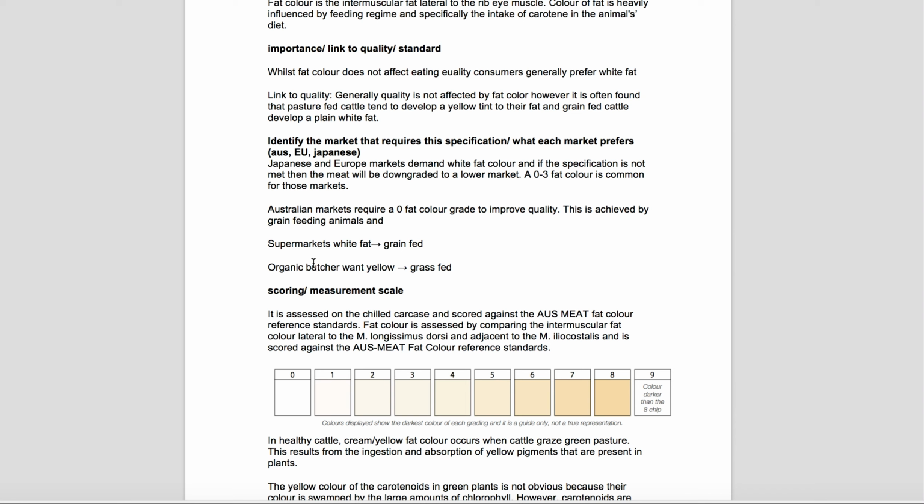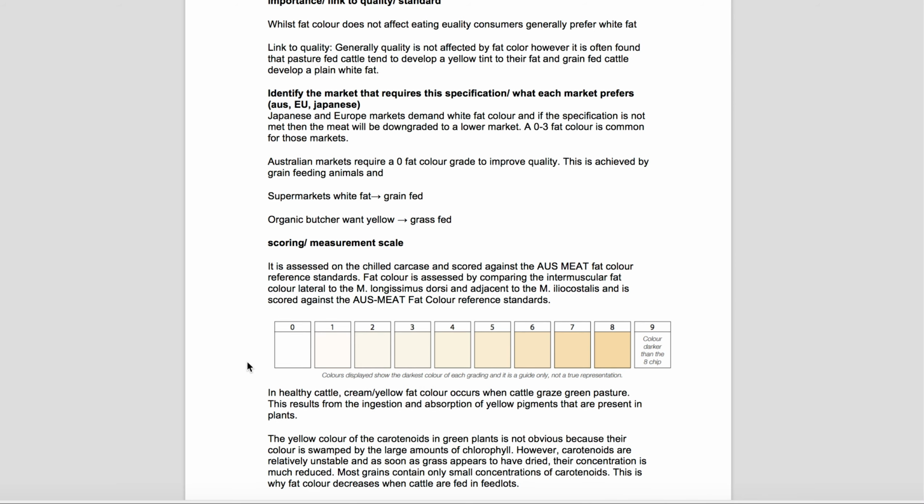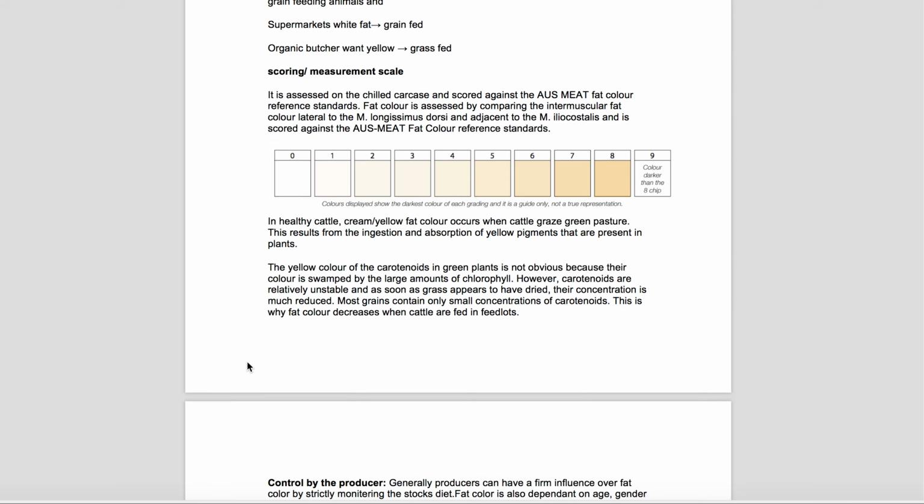But yellow fat means that it's grass-fed, and some people pay more money in high-priced butchers for grass-fed beef. So technically, ones that are grass-fed and have yellow fat are worth more money, even though it doesn't necessarily change the quality of the meat.